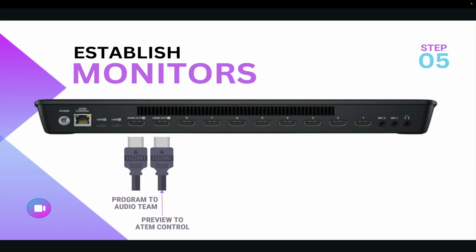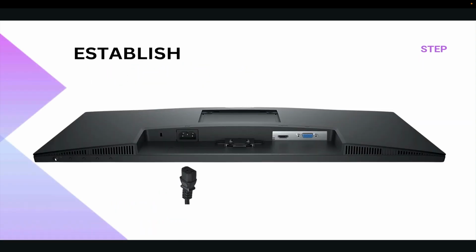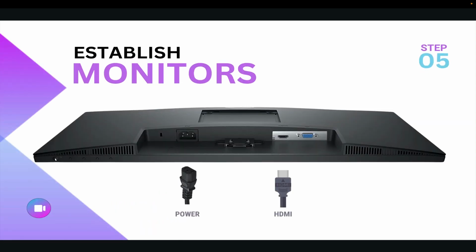After you do that, you want to establish your monitors, the feed that's coming out of the ATEM. You want to make sure that's connected. So you're going to take two standard HDMIs and you're going to connect them to the monitors. So the first HDMI is going to be going to the program to the audio team. So the audio team is going to be seeing the full screen, and then the preview to the ATEM control, which are the folks sitting right behind the ATEM switcher, which is the device we're currently looking at. You're going to take those two HDMIs and connect them one each to the two monitors that we have.